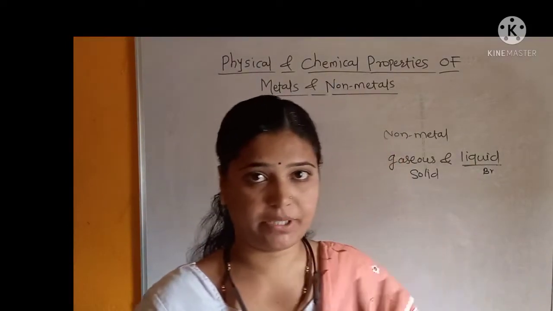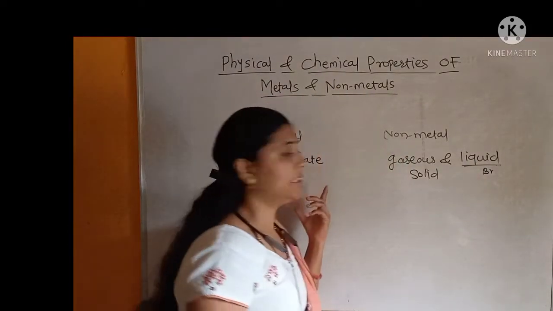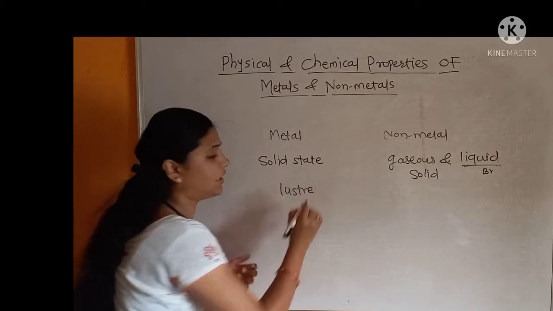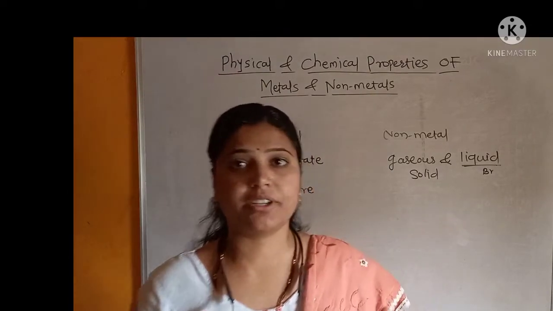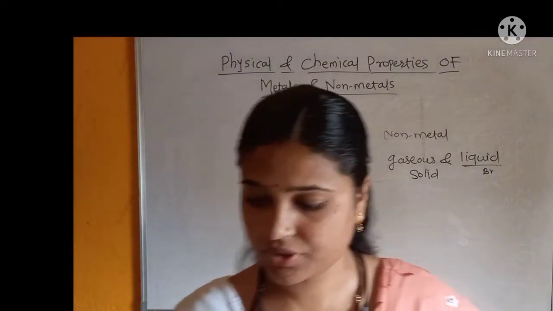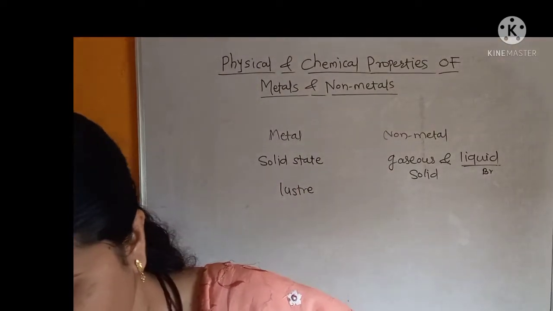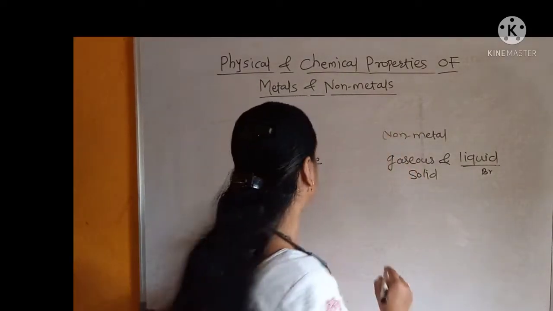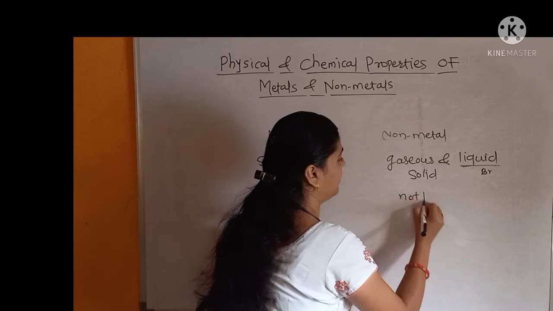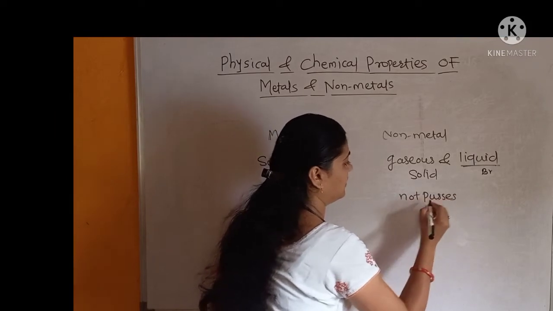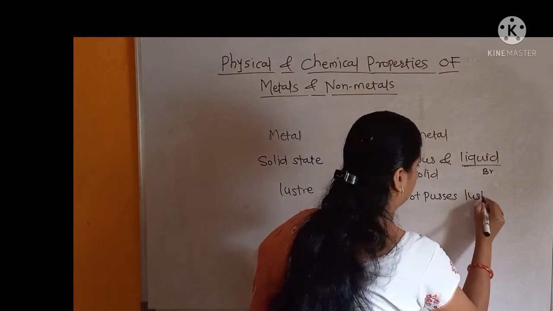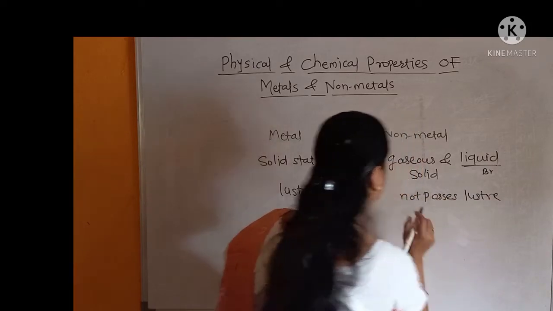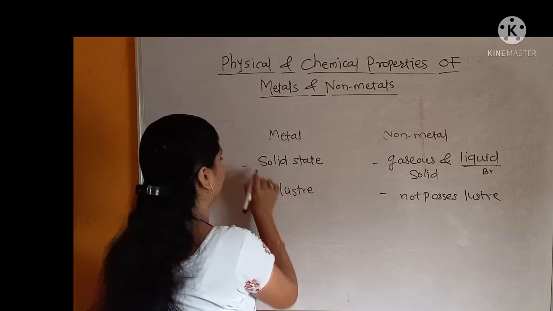It is a non-metal. Then the next point: metals have luster, while non-metals do not possess luster, meaning they do not show the property of luster. This is the second point.